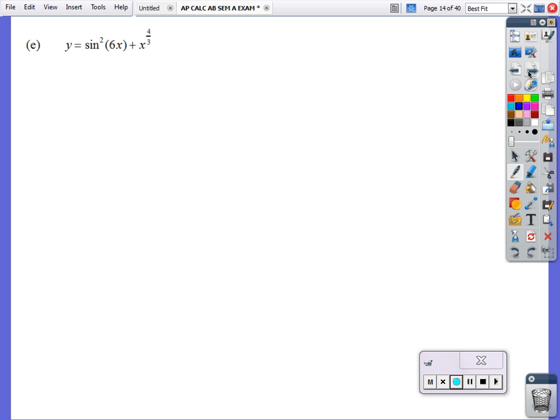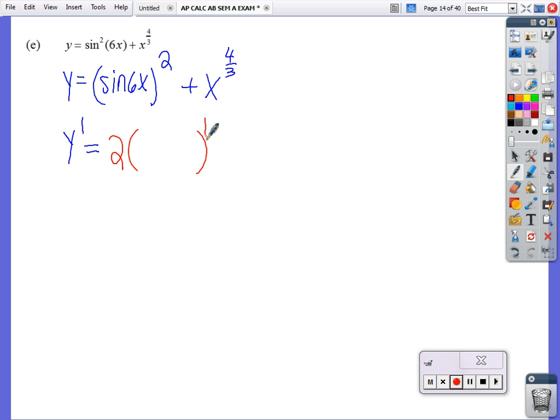Letter E, I'm going to rewrite the problem as (sine of 6x) whole thing squared plus x to the 4th. So the derivative would be, take the derivative of the outside, leave the inside exactly the same, multiply by the derivative of this, which is another chain rule. So derivative of the outside, leave the inside exactly the same, multiply by the derivative of the inside. So that was just the derivative of the first term.